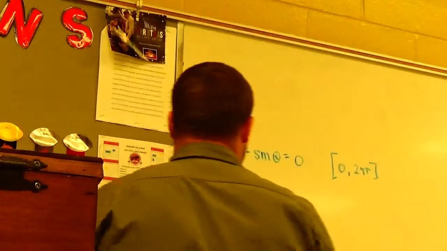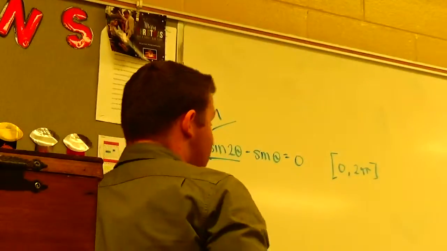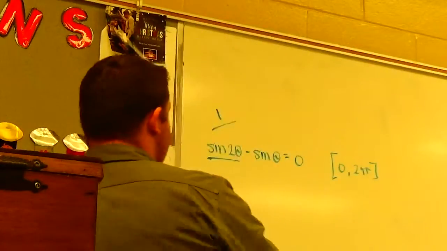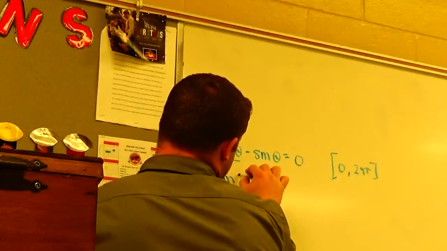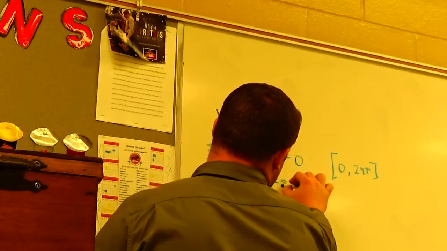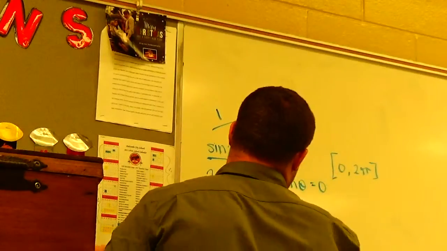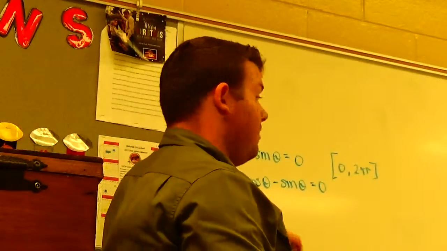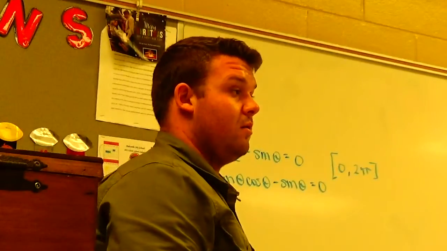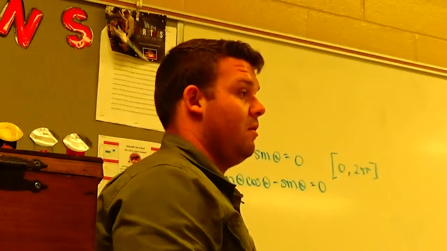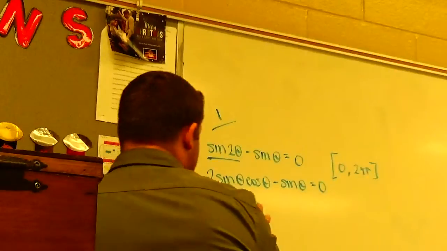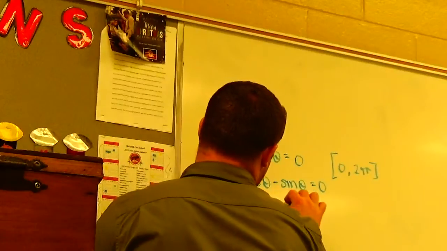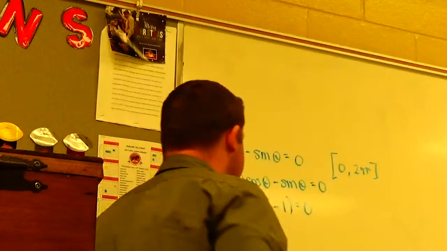All right, so I'm going to take this double angle and put it in terms of the only way I know how, our single angle identity. So we've got 2 sine theta cosine theta minus the sine of theta equals 0. Right? How many terms are on the left side? 2. What do they both have? A sine. So let's factor a sine theta out. We're left with 2 cosine theta minus 1, and both of those equal 0.